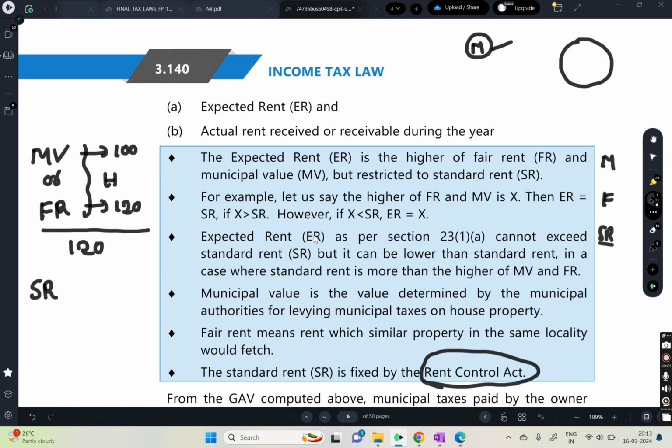Okay, now standard rent, let's just say this is 90 rupees, then we have to take whichever is lower. So which is lower? 90 is the lower. This part we will call expected rent. Important, expected rent.